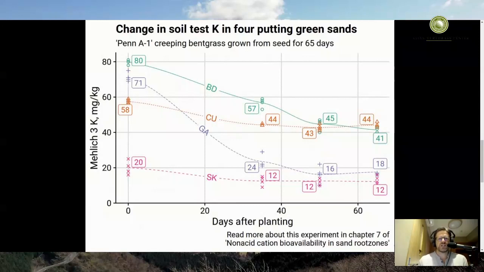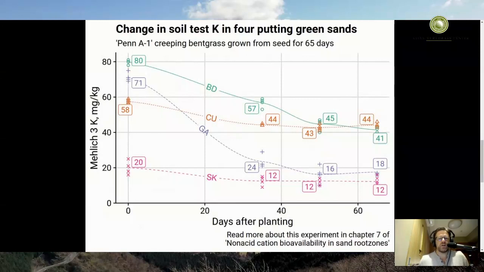One of these sands started below the MLSN guideline. 3 of the sands started above the MLSN guideline. And remember, no potassium fertilizer was applied. And the silica sand, the one that's labeled GA, started at 71 parts per million. In 35 days, it dropped all the way down to 24 parts per million. So in just over a month, it dropped from 71 parts per million all the way down to below the MLSN guideline.